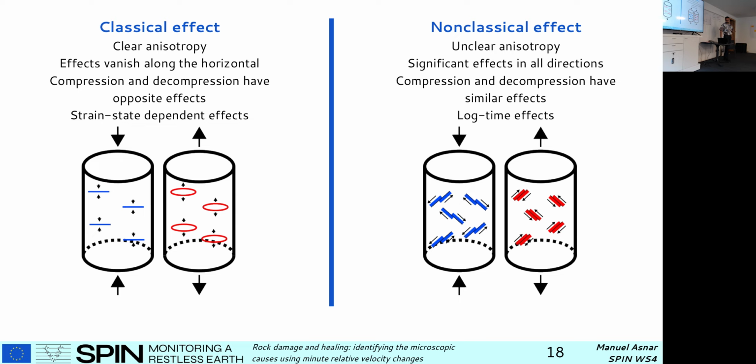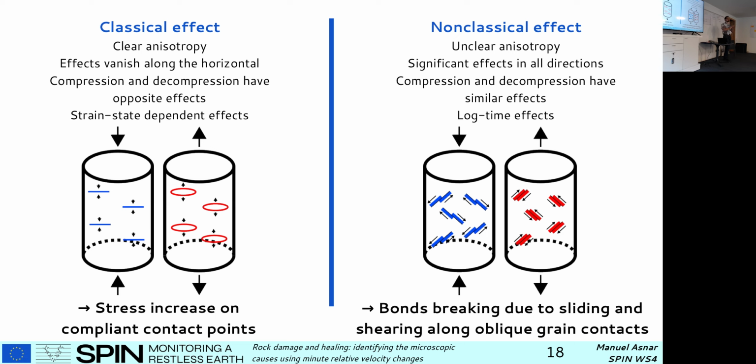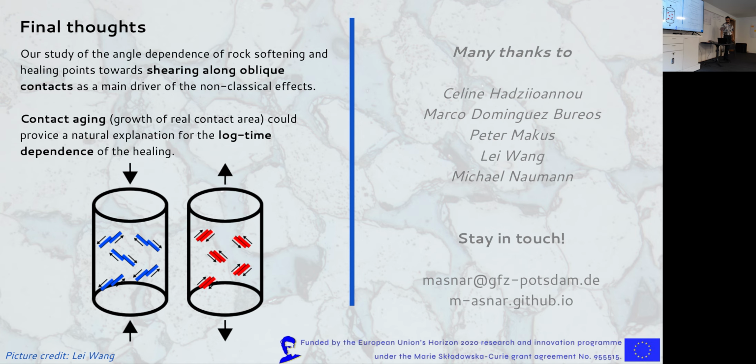And finally, that's something that we'll look into further at a later time. The shearing along oblique contacts essentially leads to the breaking of some atomic bonds between the grains. And if we look at rate and state friction theory, we get a natural explanation for the logarithmic-ish recovery time, which corresponds to the log time growth of surface area once it's back into place, essentially contact aging. And yeah, so those are the main takeaways for the moment. Of course, there's a lot more to be done, but that's about it for now.